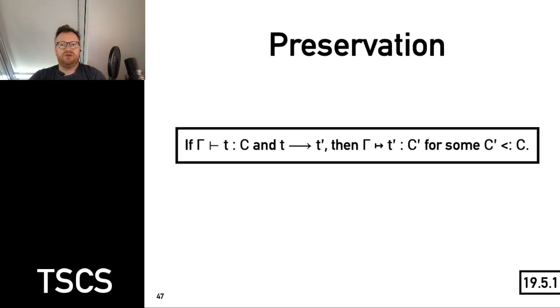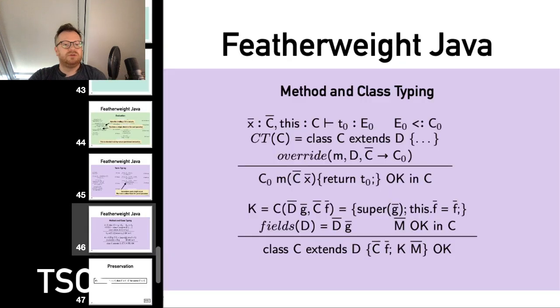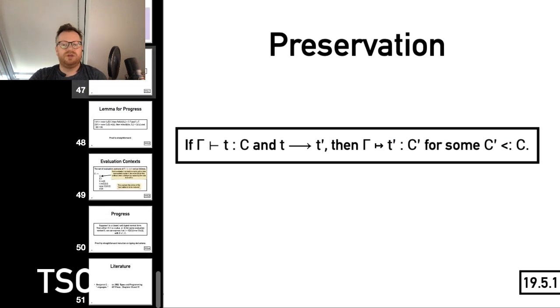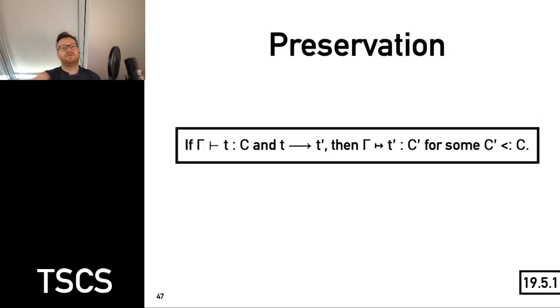Good. Preservation. The preservation for featherweight Java looks a little bit like this. By the way, how many slides do I have left? Just not to confuse you. Oh, that's not much. Good, we can do this. So this is the preservation property for featherweight Java. It looks almost the same as for the lambda calculus, and this is no surprise.